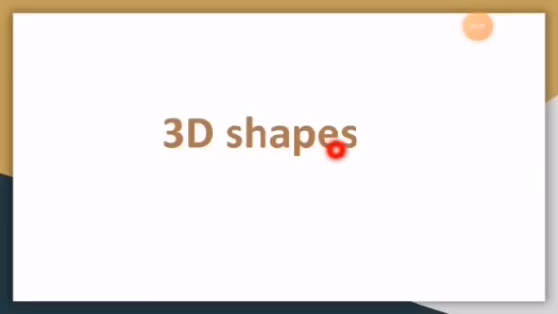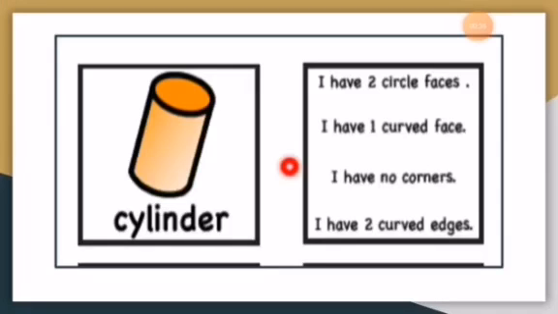Here are some 3D shapes. Yes, your first shape is cylinder. Cylinder is a 3D shape. Now let's read the properties of cylinder. I have two circle faces. I have one curved face. I have no corner. I have two curved edges.